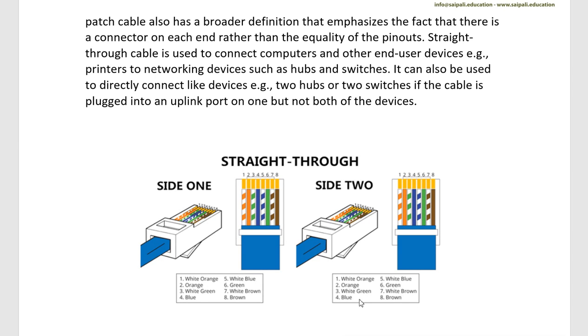And also if you are using the A standard on one side, then you can use the A standard on the other side also to make the straight through cable. It is only that you should have the same color coding on both sides. Then it will become a straight through cable. And remember, this is to connect two different devices.